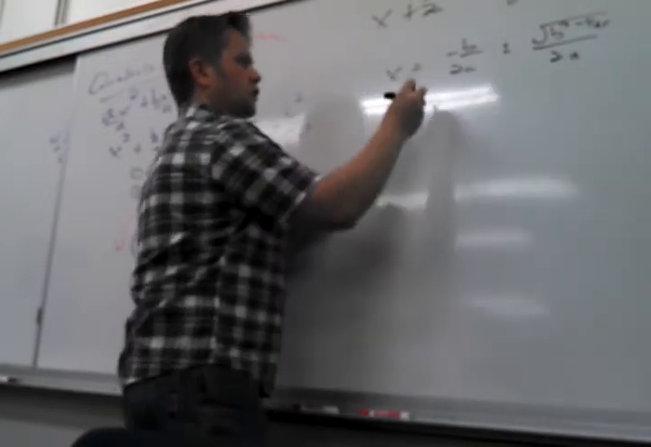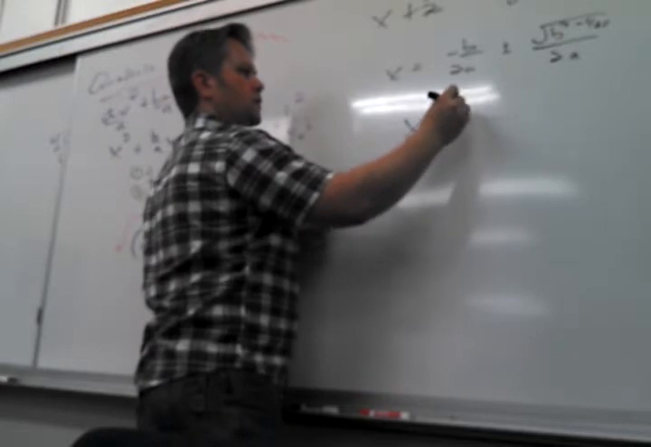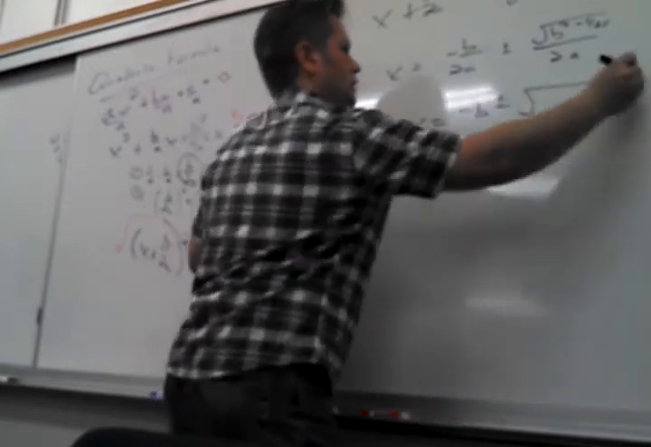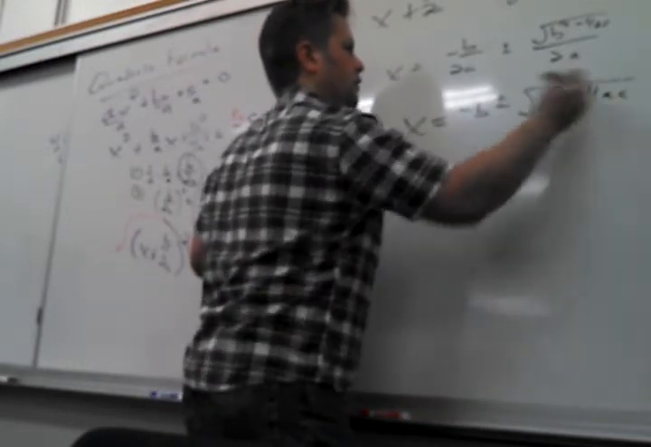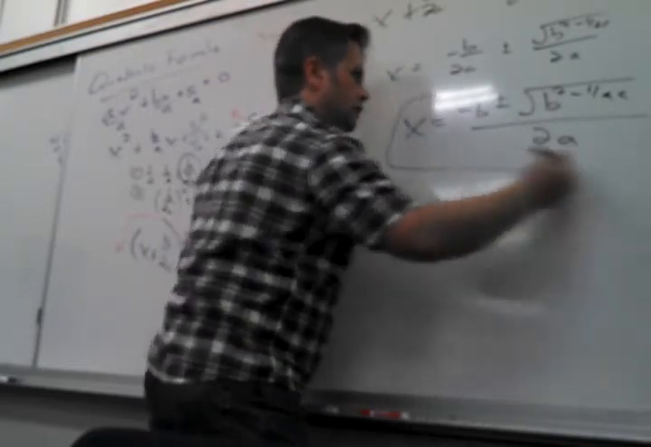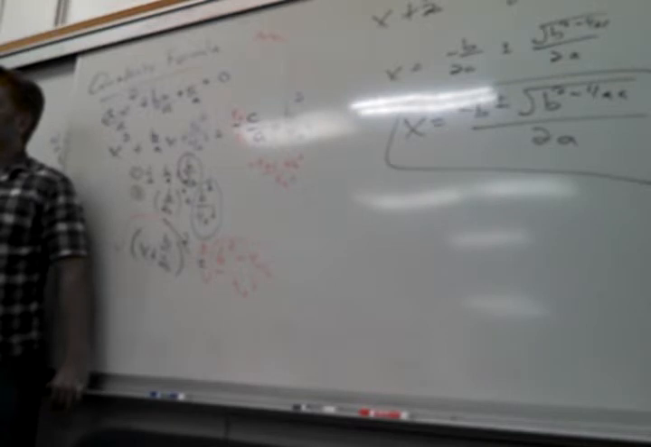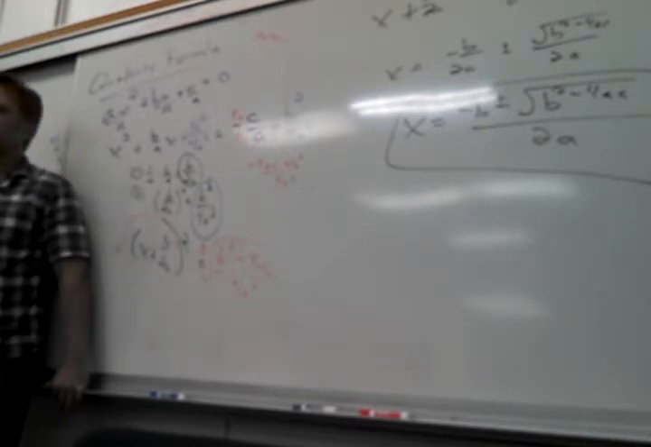They're already both over 2a, so I get x equals negative b, give or take the square root of b squared minus 4ac, all over 2a, and there is the quadratic formula. One quick thing: let's do one quick concrete example before we take a break, just so we can see what that thing is used for.